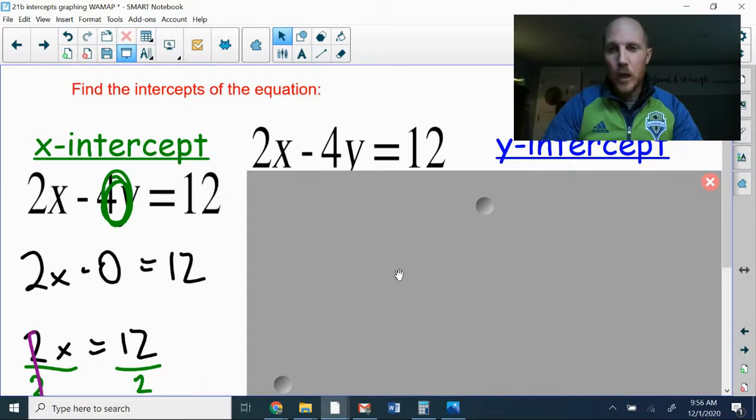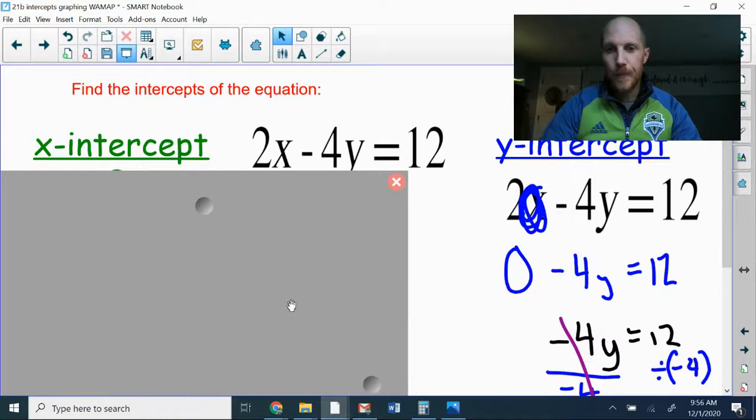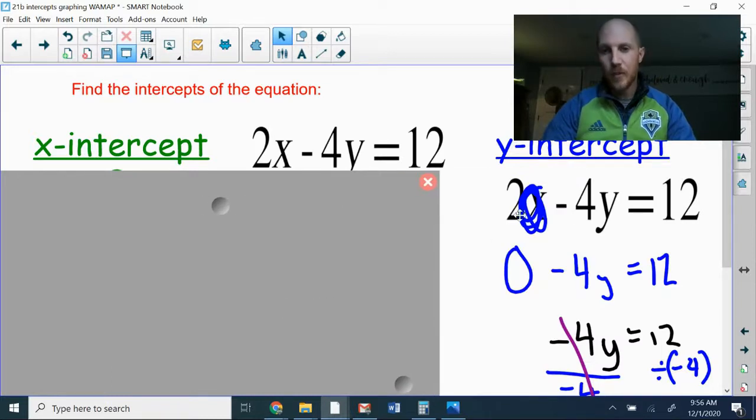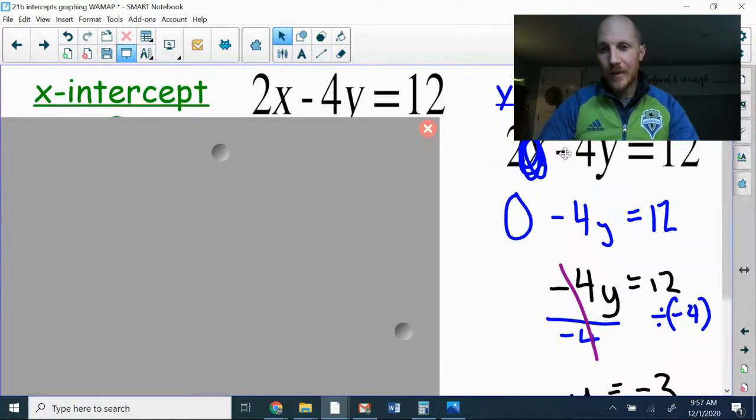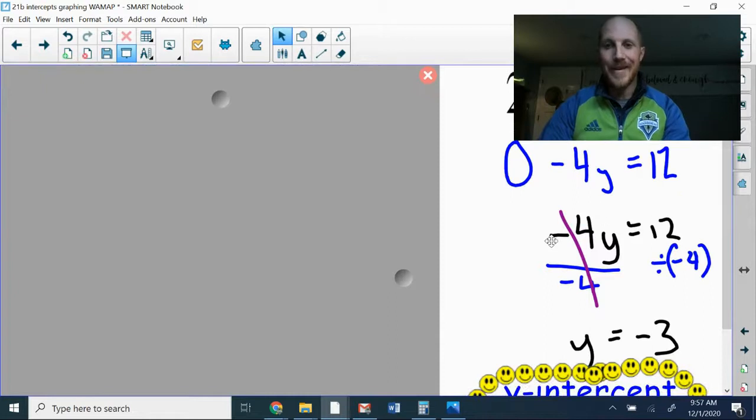Then to find the y-intercept, I copied that equation down again, and this time I changed the x part of the equation to a 0 because that is what defines the y-intercept. It's going to have a y, but it is not going to have any x value. The x is going to be 0, so I changed that to 0. Make sure this negative sign comes down to the next line, so 0 minus 4y, and then negative 4y equals 12 is my next version of the equation there.